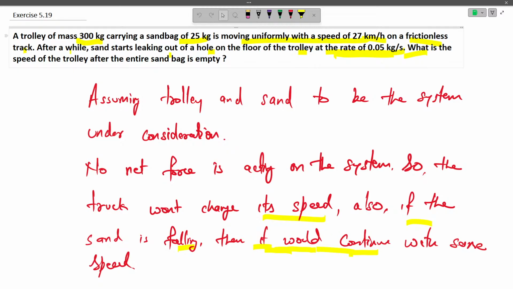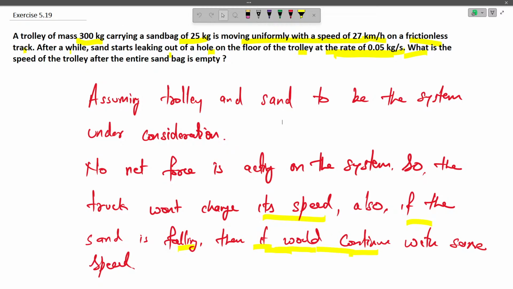The question says that a trolley of mass 300 kg carrying a sandbag of 25 kg is moving uniformly with a speed of 27 km per hour on a frictionless track. After a while, the sand starts leaking out of a hole in the floor of the trolley at the rate of 0.05 kg per second. What is the speed of the trolley after the entire sandbag is empty?